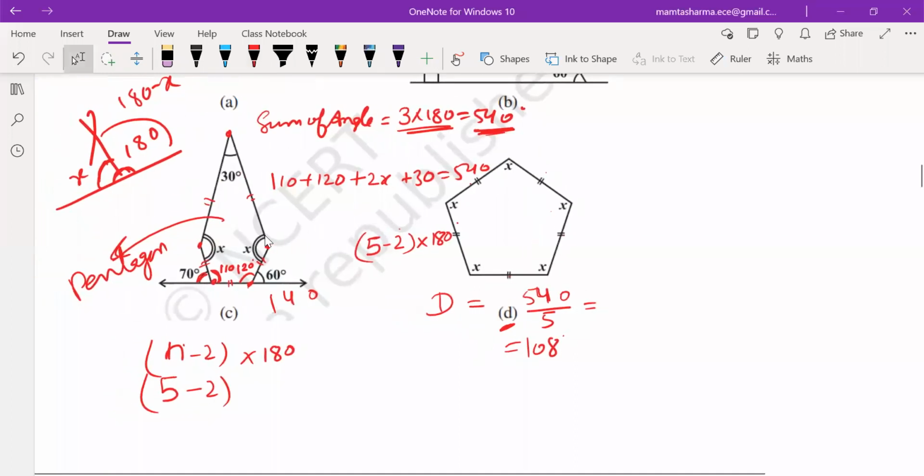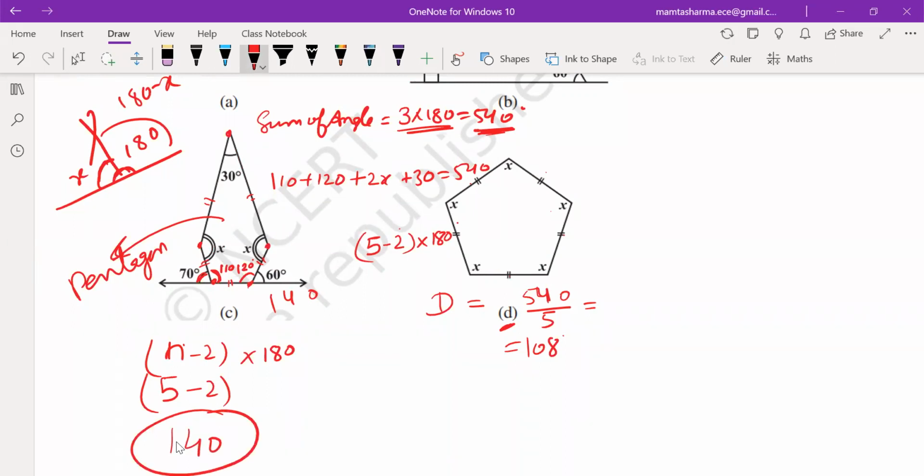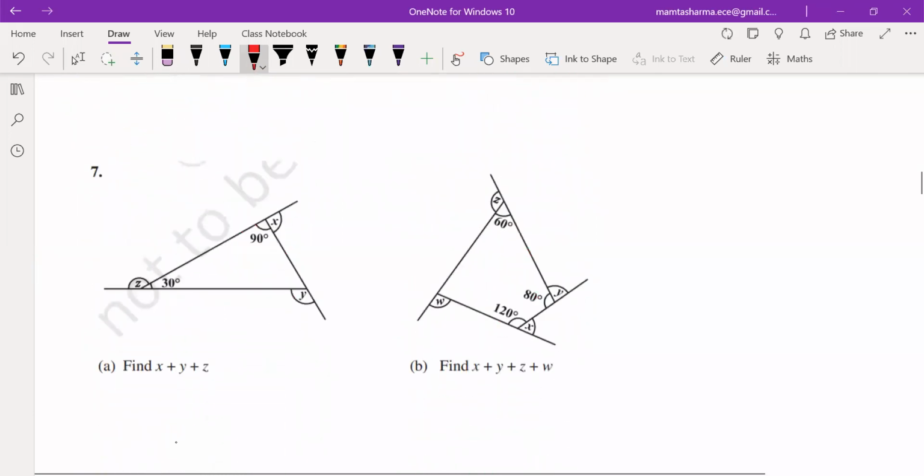Ma'am, so the C answer and D answer. The answer of C is 540 and D is 108. Okay, ma'am. Understood. Let's move to the next question.